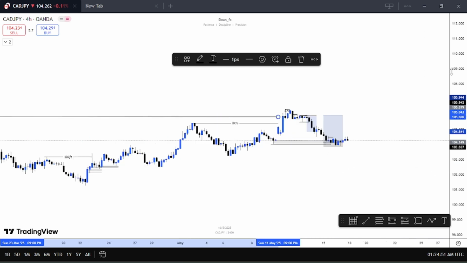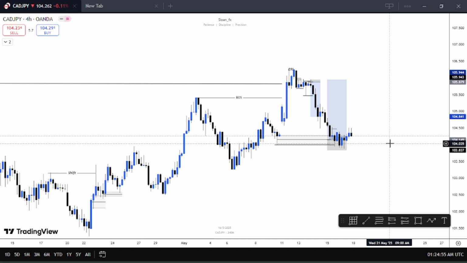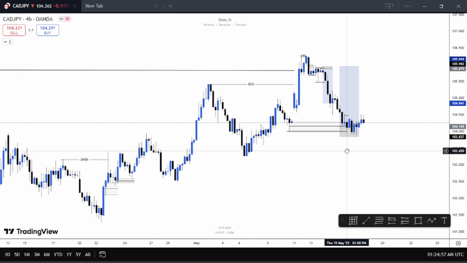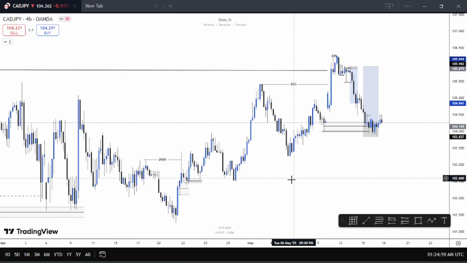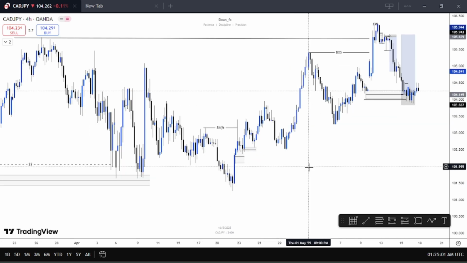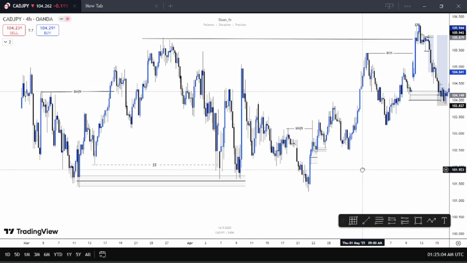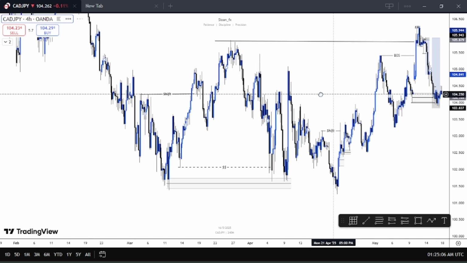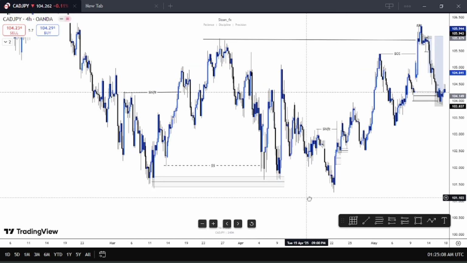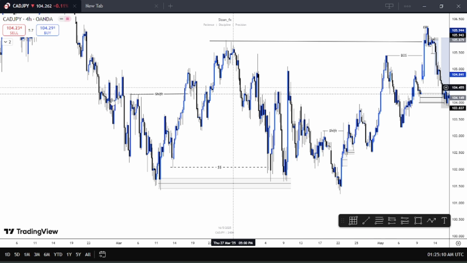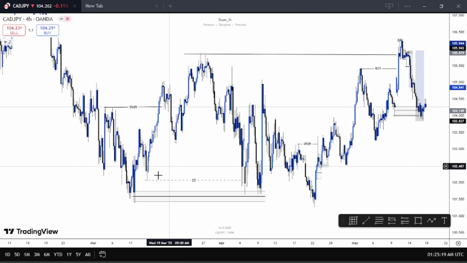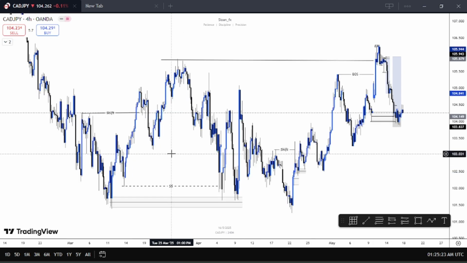looking closely to see how price delivered the structure to the higher time frames. It started from this area, from this zone, where the market shifted on the 4 hour time frame. The major thing we're discussing here is to see how the structures from a lower time frame build up to give us the higher time frame structures.